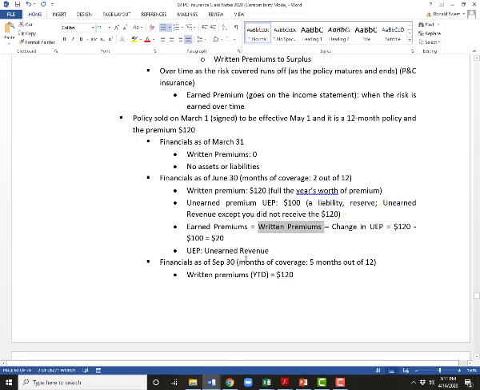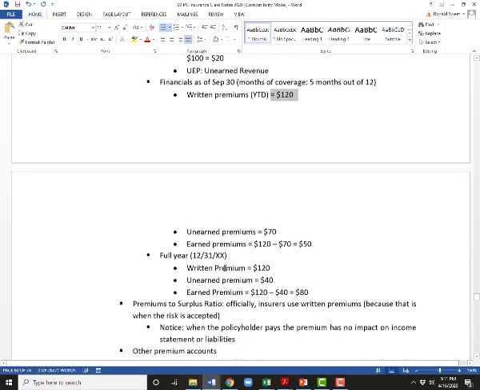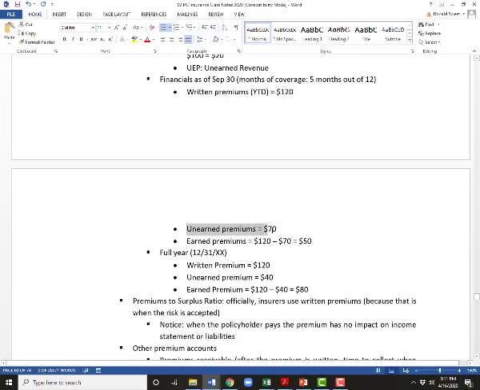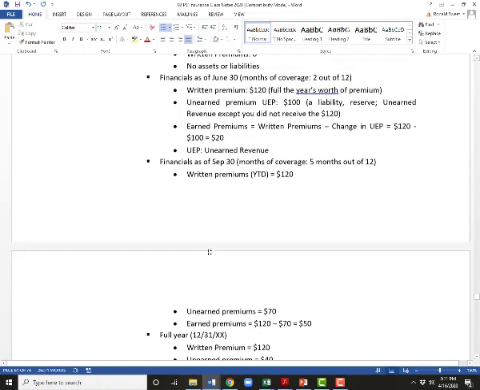And this is one way to bring written and earned premiums back into line: the difference is the unearned premium. Now you get to September 30th, your written premium is still 120 because that doesn't change. Your unearned is now 70 because there's 7 months left, so your earned premium is 50. At the end of the year, your written is still 120. Your unearned premium is now 40 because there's January, February, March, April left. So your earned premium is $80.